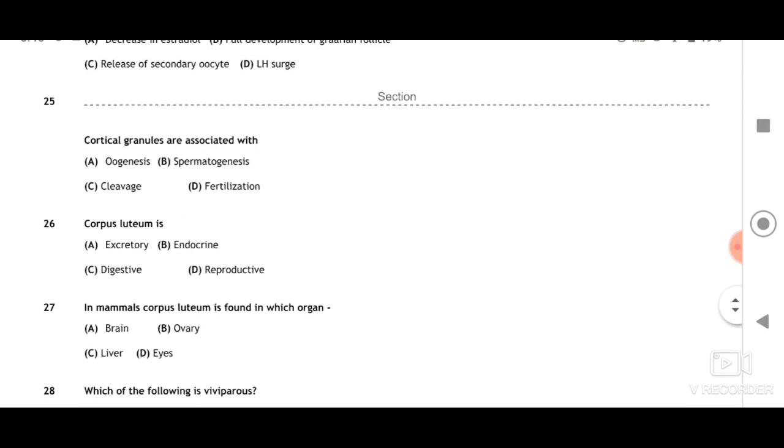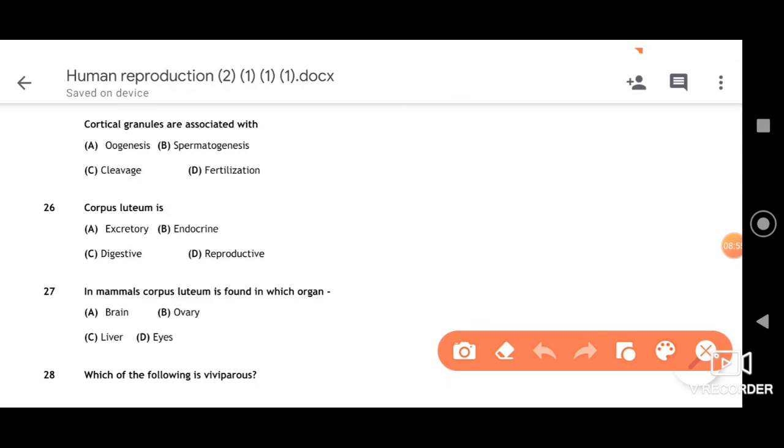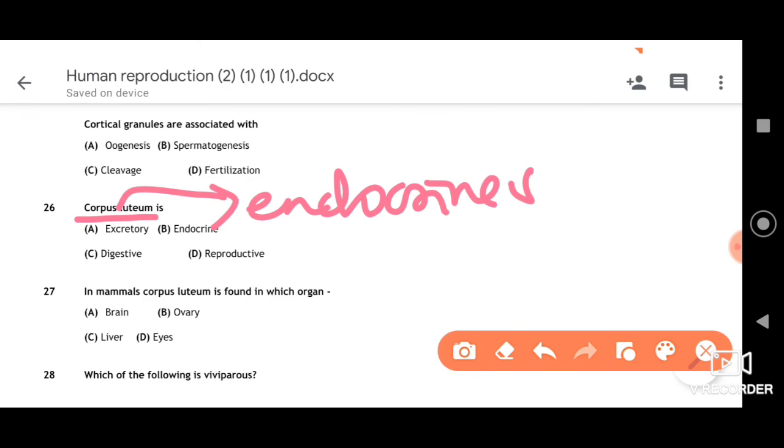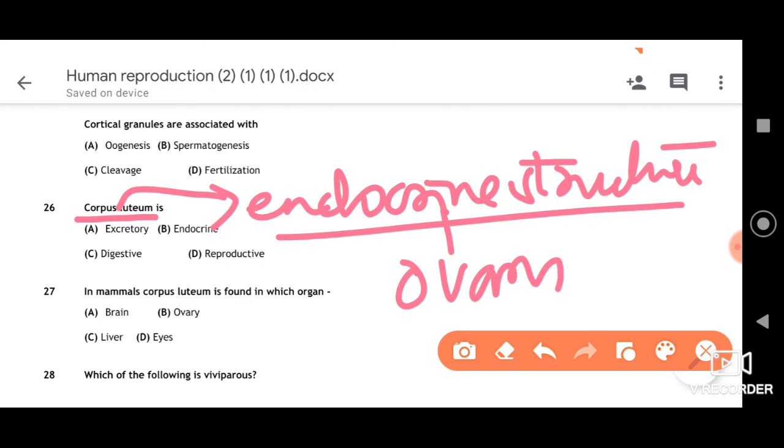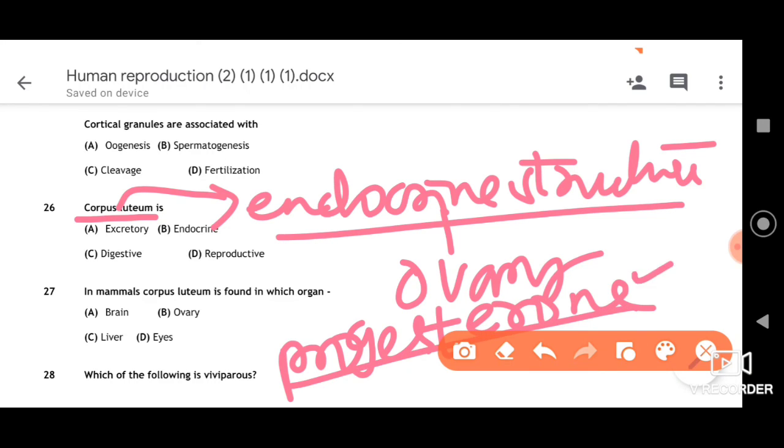Then, dear friends, the next question: corpus luteum is, alright. See, what is corpus luteum? It's an endocrine structure which is present in the ovary of females, my dear friends. That is very important to understand. Let me tell you that this corpus luteum also secretes an important hormone called progesterone, which is very important for the maintenance of pregnancy, early pregnancy especially, and also for the regulation of the menstrual cycle.